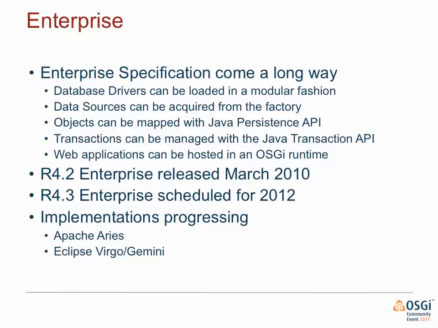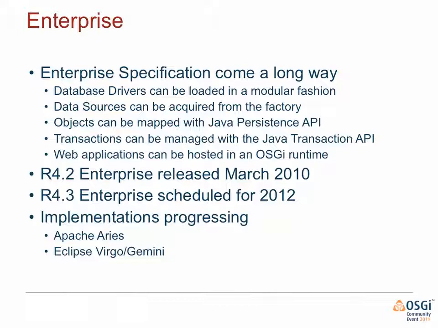The enterprise spec has been coming a long way as well. It provides primitives which allow you to load database drivers. You can have data sources that are acquired from a factory. You can map objects with the Java Persistence API and include those within transactions to be able to hook things together. And they can all be hosted within an OSGi runtime. Now, the first enterprise spec came out with release 4.2, and that came out a year ago in March 2010. There's a new release 4.3 enterprise scheduled for 2012, which is probably going to come out in the first half of this year on or around the OSGi DevCon that's happening in March.